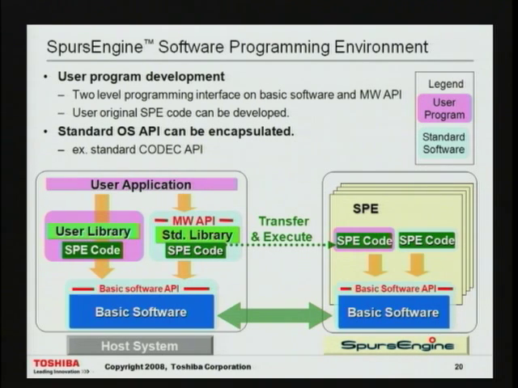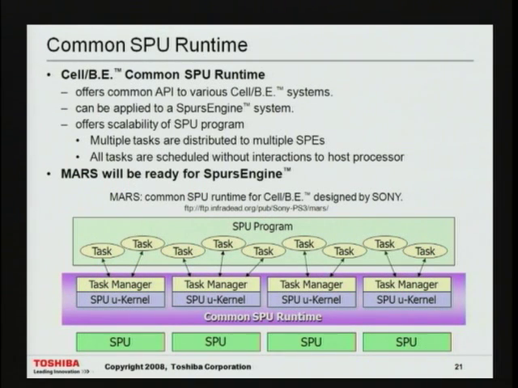Standard OS APIs, like the Microsoft DirectX API, can be encapsulated by these structures. A common SPU runtime offers a common API to various Cell Broadband Engine-based systems. It can be applied to the SpursEngine system too. Sony is developing a common SPU runtime called MARS for Cell Broadband Engine. Toshiba is also porting it to SpursEngine. So the common SPU runtime offers scalability of SPU programs from a SpursEngine-based PC to a Cell-based supercomputer.